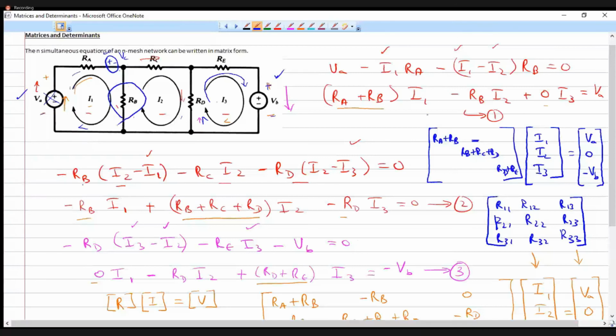Now how to attach a sign to this? If in loop 1 and loop 2 we have drawn two currents, I1 like this and I2 like this, one current is going downwards and the other is going upward. If the loop currents are in opposite directions, put a minus sign. Understood? Since we have taken the loop currents in mesh 1 and mesh 2 as clockwise, in RB the currents flow in opposite directions. So you have to put minus RB. That is the rule.